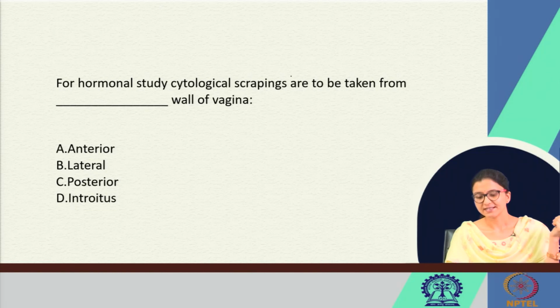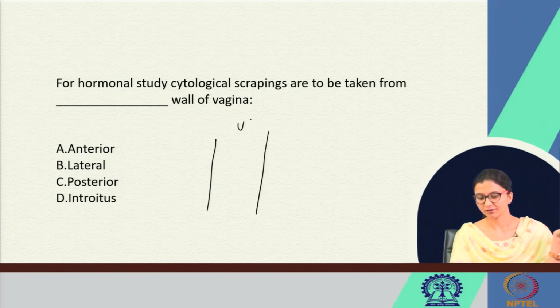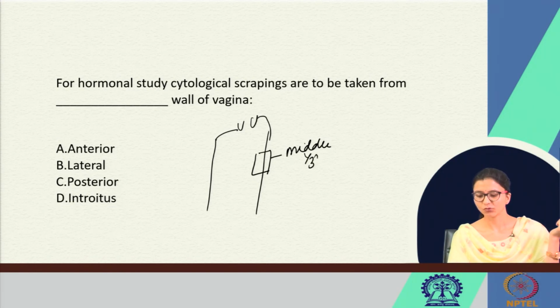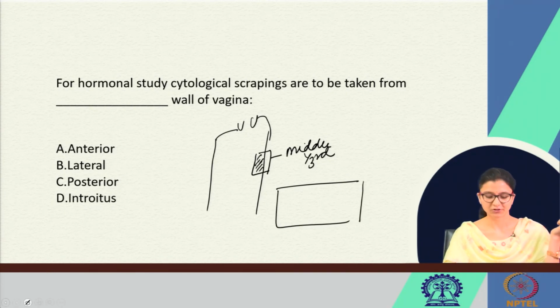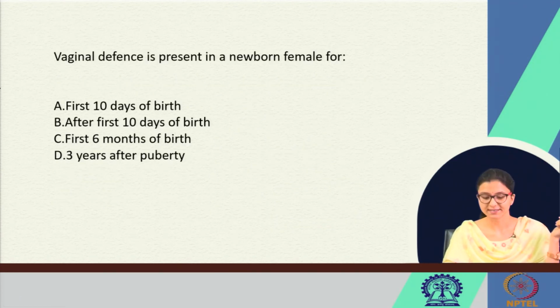For hormonal study, cytological scrapings are to be taken from which wall of the vagina? It is the lateral wall. Which wall of the vagina? It is the lateral wall, middle 1/3. Scrapings are taken from the middle 1/3 of the lateral wall of the vagina, and on the slide we do hematoxylin eosin stain, and then we see it under the microscope and go for cytological study.